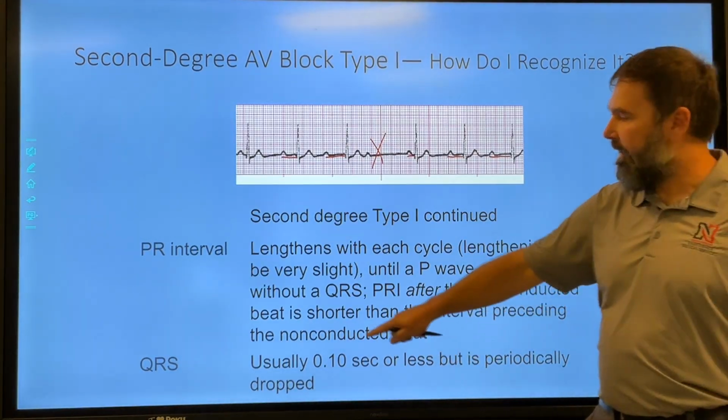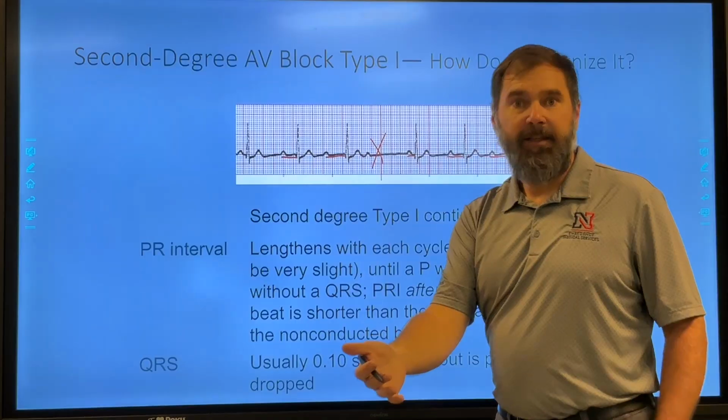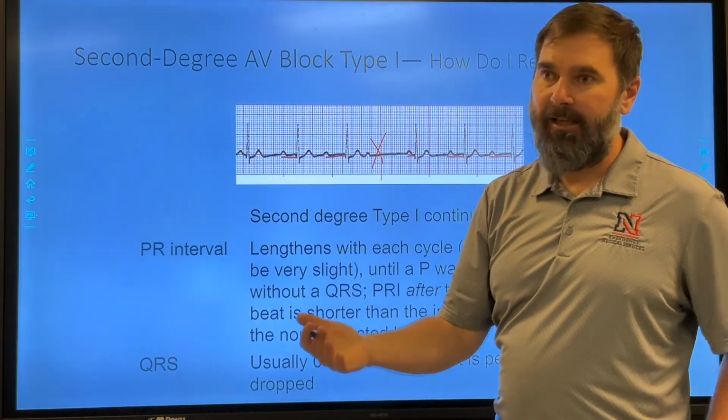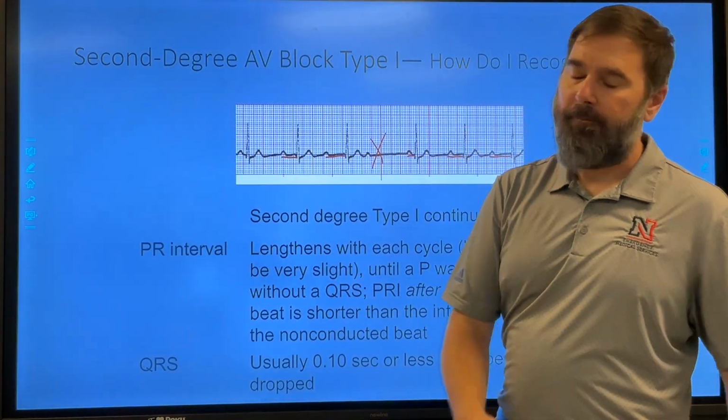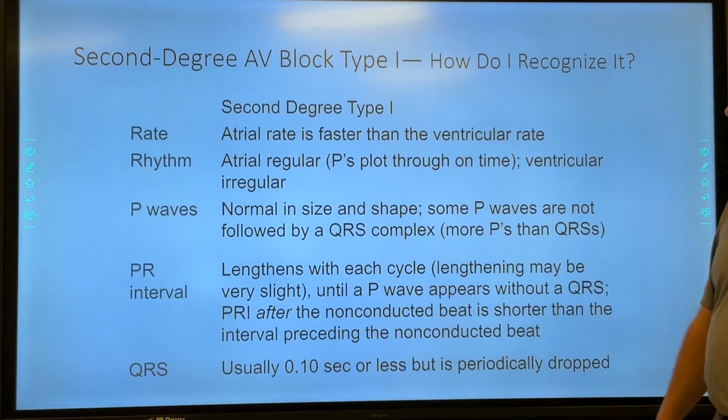And then, is a QRS complex present? Do we have a QRS complex, yes or no? Is it wide or narrow? Even if it's wide, maybe that's due to intraventricular conduction delay.